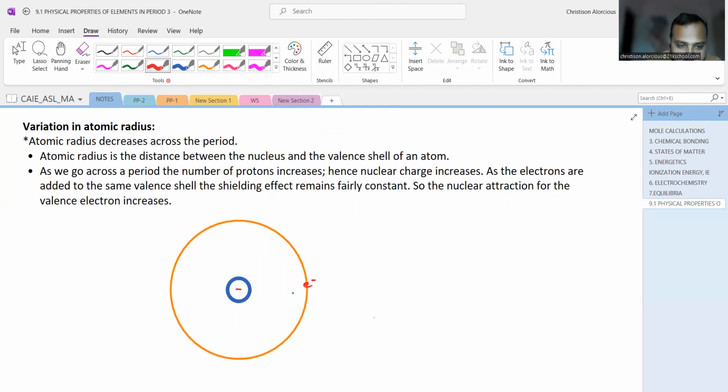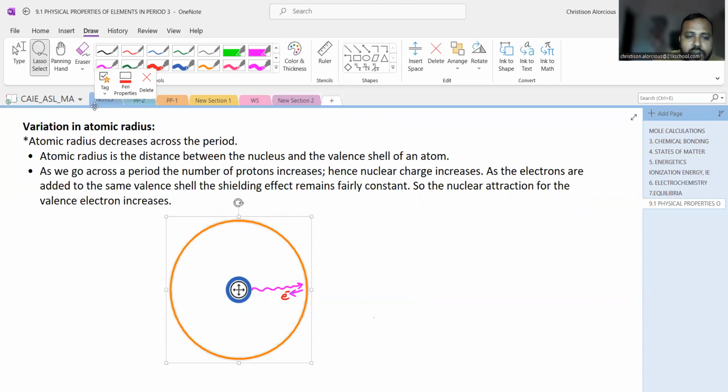Now this nucleus is positive. It attracts this electron, but because of this attraction, if the attraction is strong, this electron is pulled a little closer. So this electron is going to move from there to a little closer.